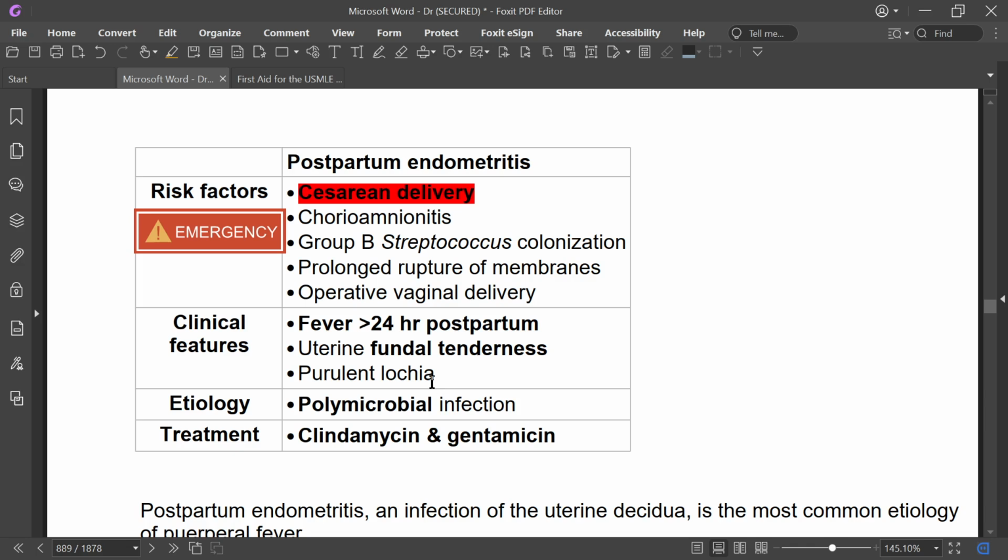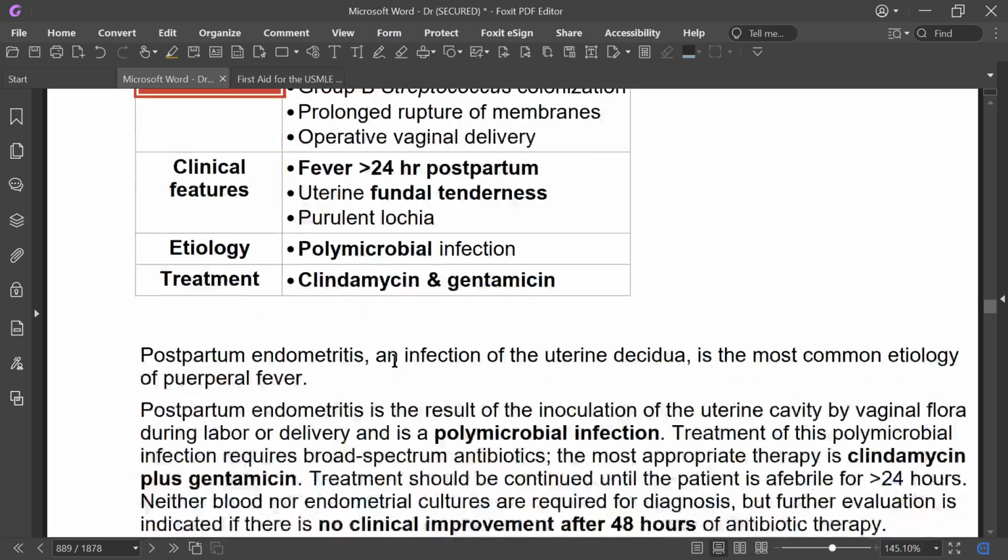Then we have polymicrobial infection. Postpartum endometritis is caused by polymicrobial infection, treated with clindamycin and gentamicin. Risk factors again are cesarean delivery, chorioamnionitis, and group B streptococcus colonization, with fever more than 24 hours postpartum, uterine fundal tenderness, and purulent lochia. There may be polymicrobial infection.